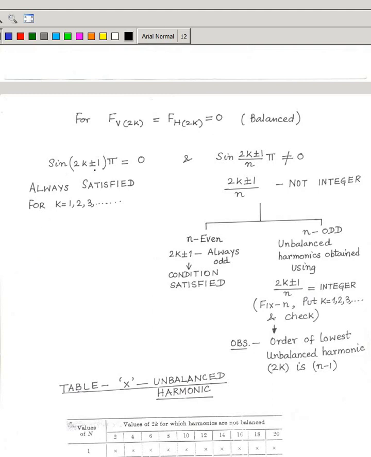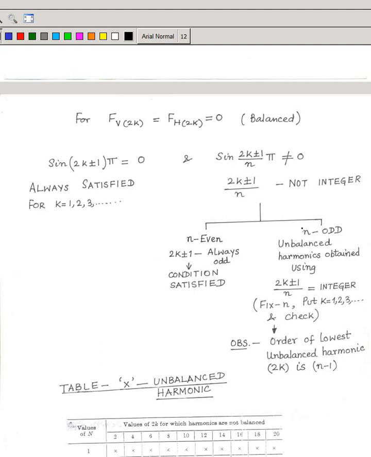So here 2k plus minus 1 times pi is 0, always satisfied, but you have to have both of these non-zero. That means twice k plus minus 1 has to be non-integer. So if n is even, then twice k plus minus 1 is always odd, then it is non-integer, and this condition is always satisfied. So for a radial engine with even number of cylinders, the higher harmonics are balanced.